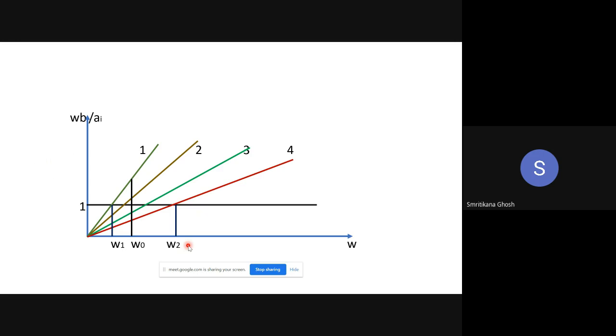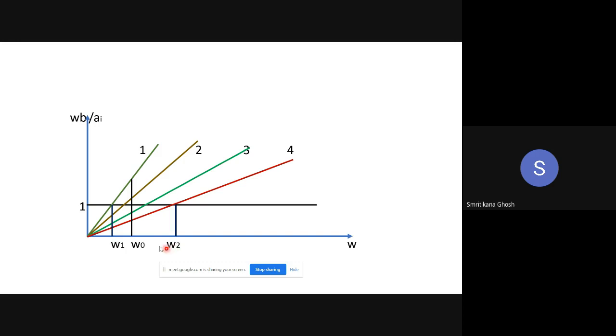Now I am just making a comment and then I will explain that comment. So what is the comment? The comment is: relative wage should be in between W1 and W2. Before trade, if there is at all any trade, then the relative wage should be between W1 and W2. Now I am going to explain this comment.